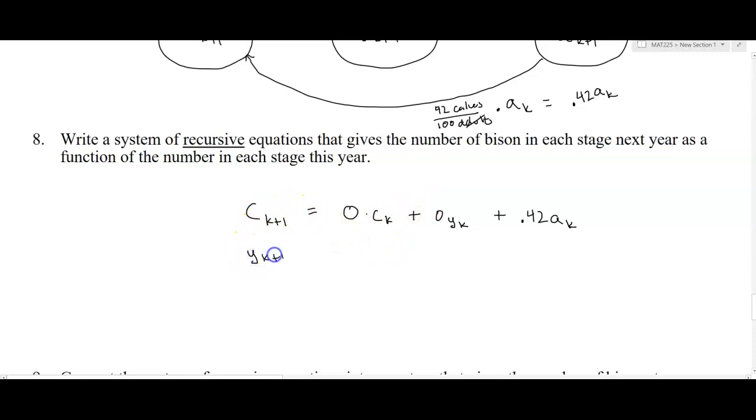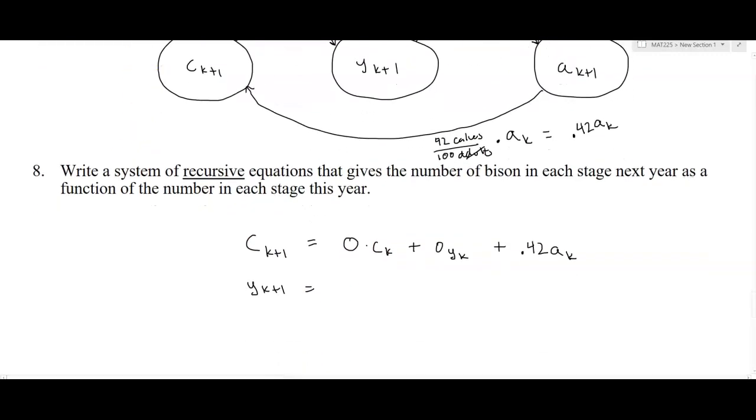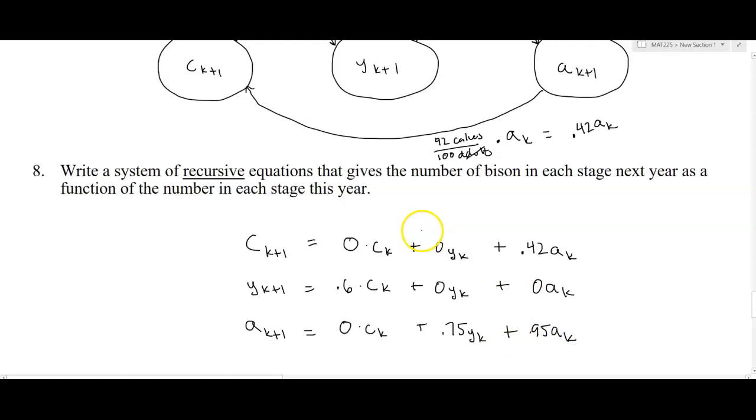The number of yearlings at time k plus 1 will be the calves that survive, and so that number up here came out to be 60%. So the only way for new yearlings to become is for calves to survive, and that's going to be 60% of the calves at time k become yearlings at time k plus 1. None of the yearlings stay yearlings, they transition to adults, and none of the adults at time k become yearlings. The number of adults at time k plus 1, well, none of the calves can go straight to adults. They have to become yearlings first. We know that 75% of the yearlings at time k survive to become adults. And we also know that 95% of the adults at time k remain adults at time k plus 1.